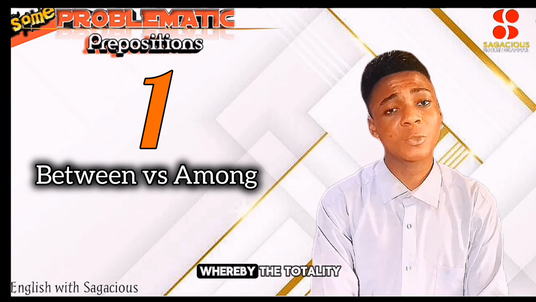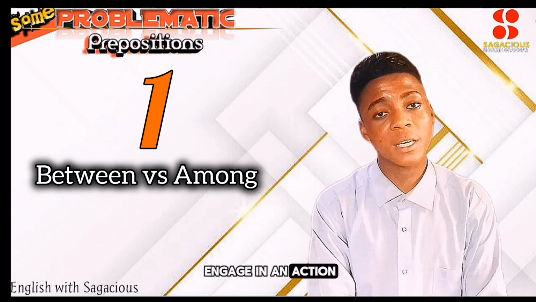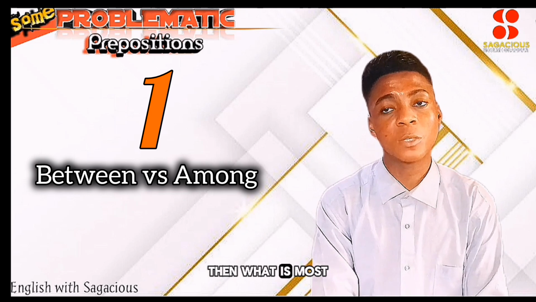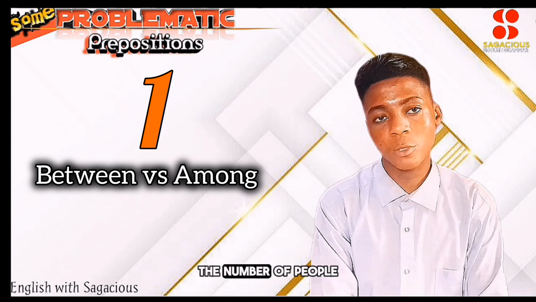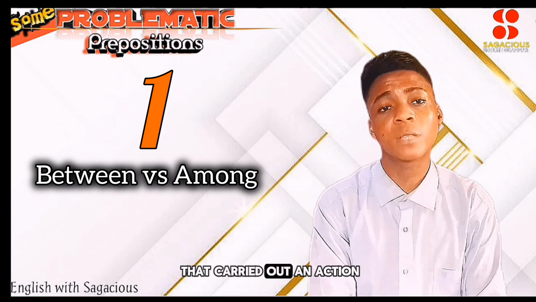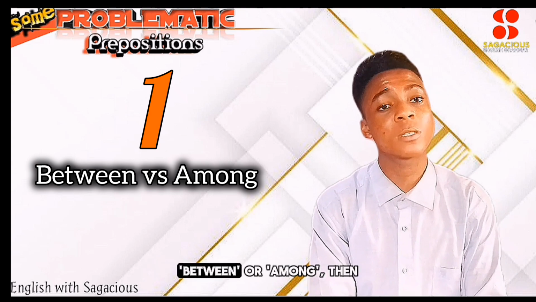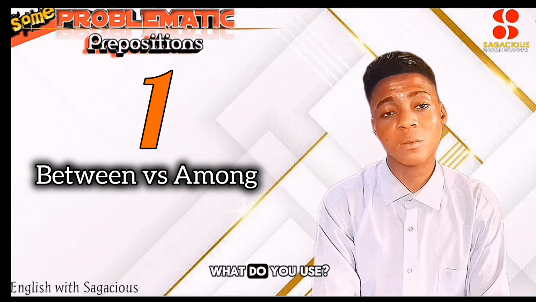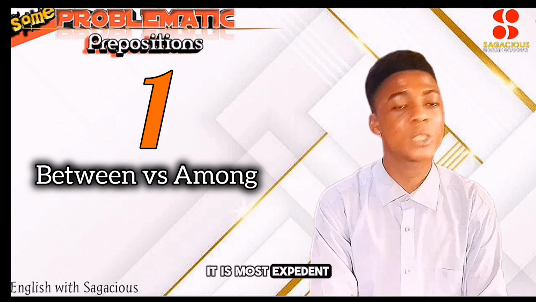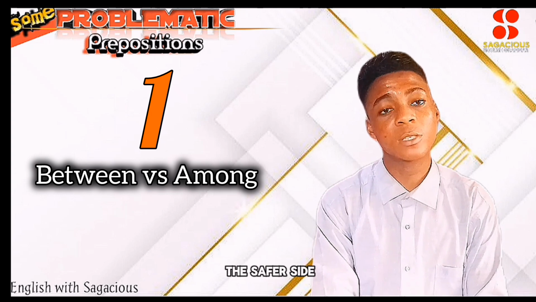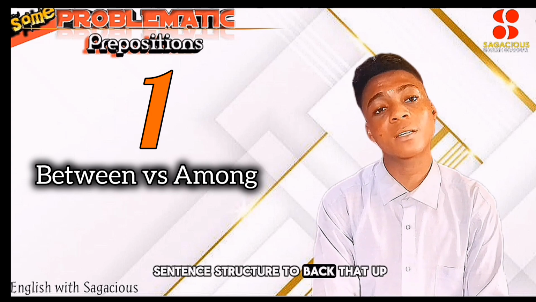Now, what if in a situation whereby the totality of the participants that engage in an action is unknown, then what is expedient for you to make use of? In other words, when you don't know the number of people that carried out an action and there is a need for you to make use of the word between or among, then what do you use? According to grammar law, it is most expedient and to be on the safer side to make use of the word among. Let me give you a sentence structure to back that up.